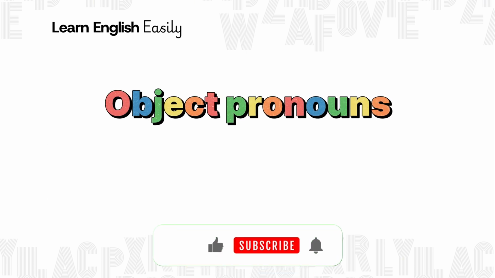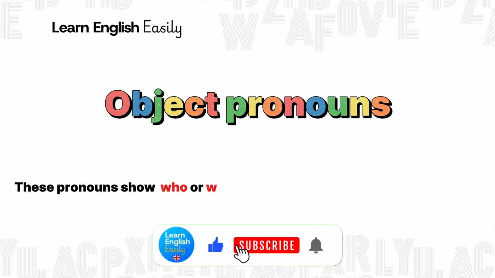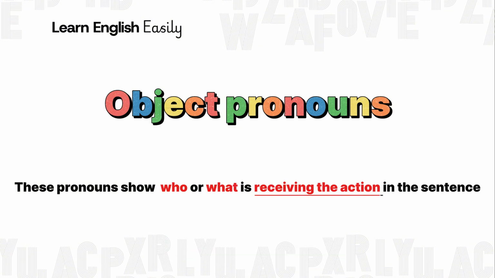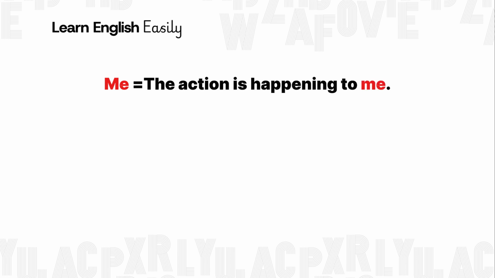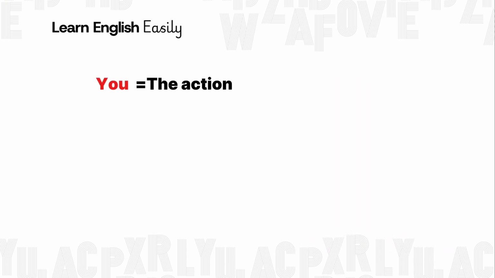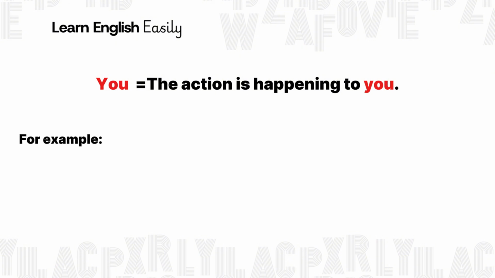Next, we have object pronouns. These show who or what is receiving the action in the sentence. Me, the action is happening to me. For example, she helps me. You, the action is happening to you. For example, I called you.